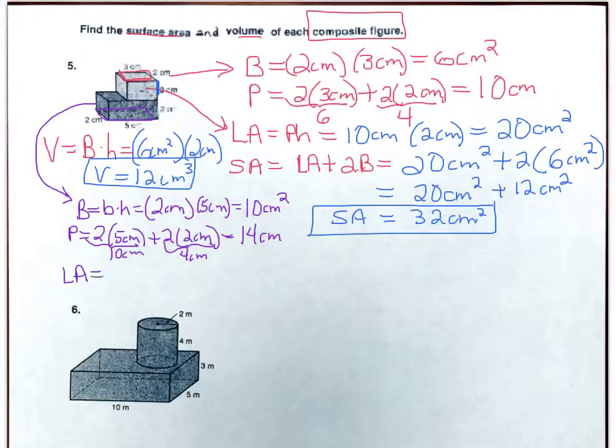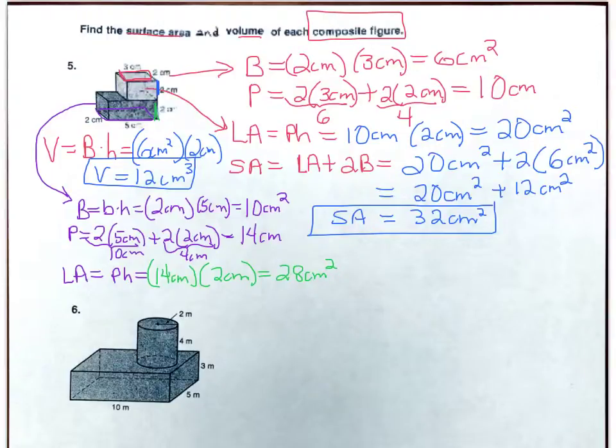Lateral area. Here for the lateral area, the formula is perimeter times height. So now I need the perimeter, which is 14 centimeters, multiplied times the height of the prism, which is 2 centimeters. You multiply those two, and that is 28 square centimeters.